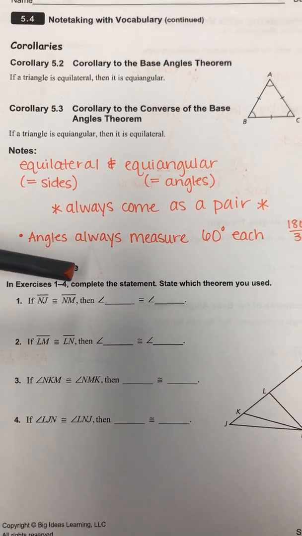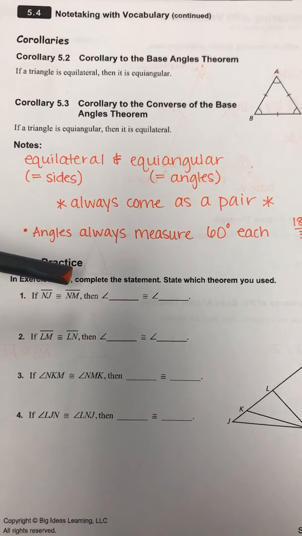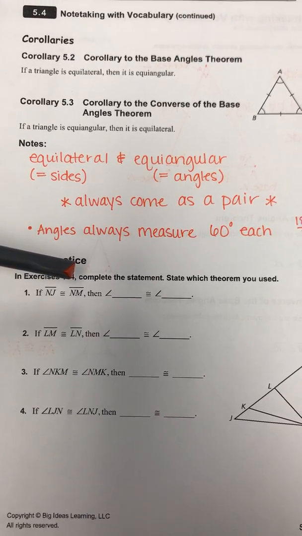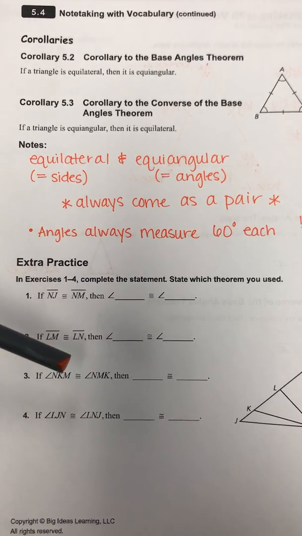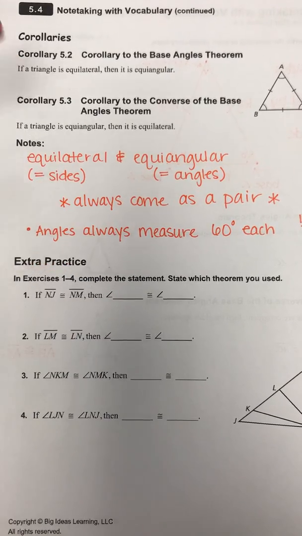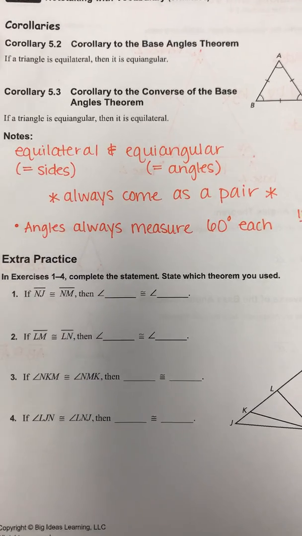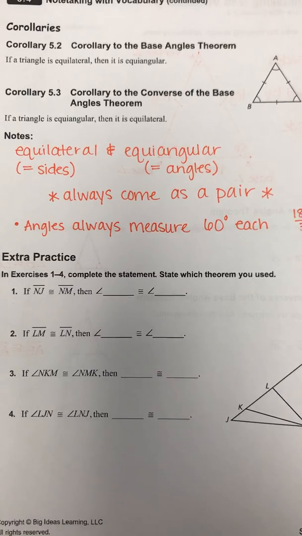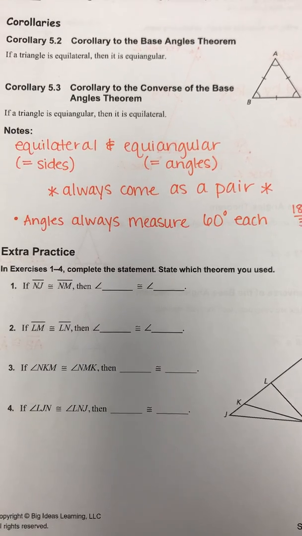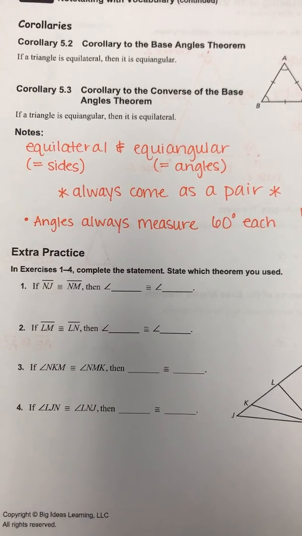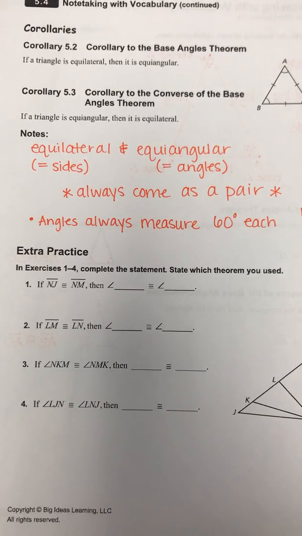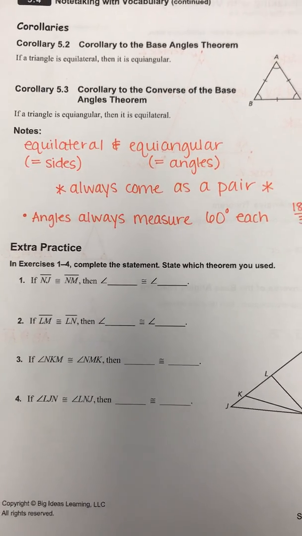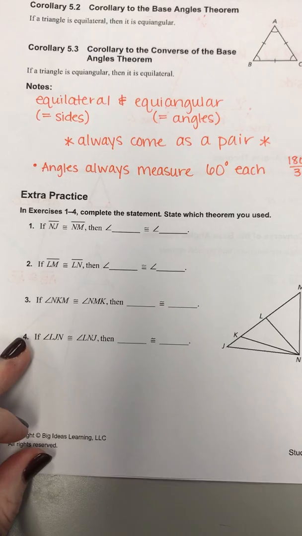And just as a reminder, we talked last Monday, when we did 5.1 notes, about there being 180 degrees in a triangle. So if we have an equilateral and equiangular triangle, we've got 180 to be divided evenly between the three, which means they're all going to measure 60 degrees. Okay, so let's do some practice with this information.